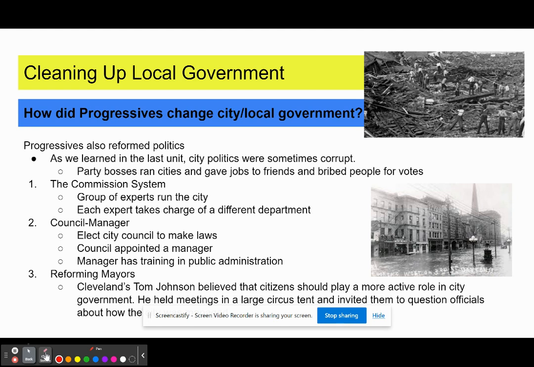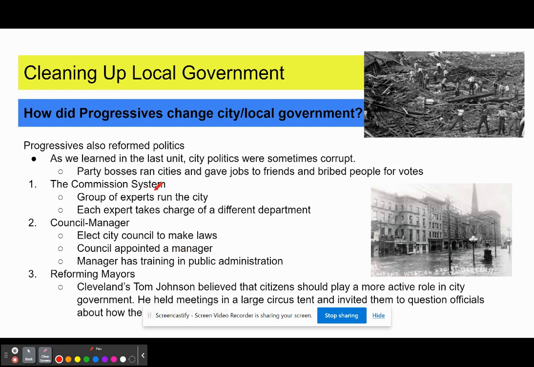So, how do progressives change city or local government? They also wanted to reform politics. Why? Because as we learned in the last unit, city politics were sometimes corrupt. Party bosses ran cities and they gave jobs to their friends and bribed people for votes. That's because, again, when cities grew so fast, we didn't have the kind of government to regulate cities. So that's how party bosses came to power and started to run cities, but that didn't benefit everyone, and it also was corrupt. So there were a couple of ways in which they reformed city governments.